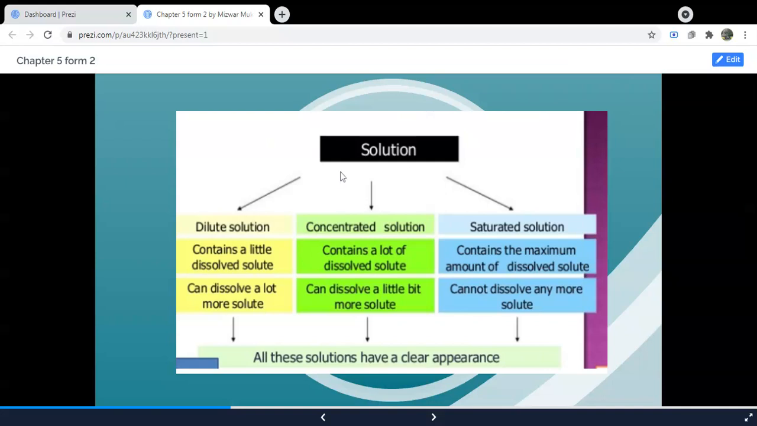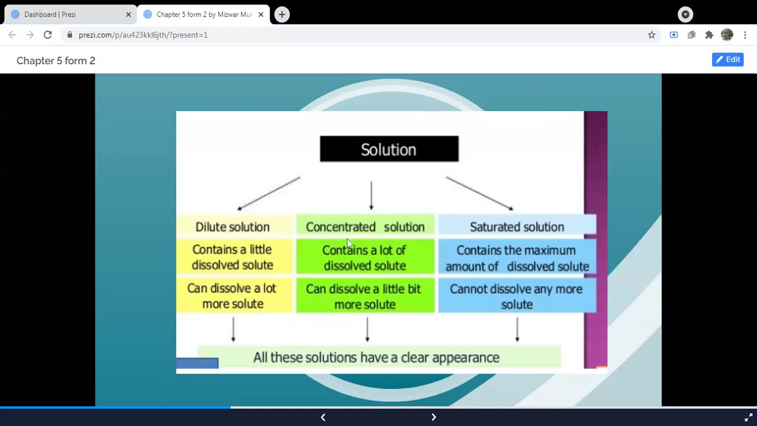Okay, however, solution can be classified into 3 categories based on their concentration. For example, yang color kuning ni, dilute solution contains a little dissolved solute. Dilute tu maksudnya dia tak berapa tepu. Okay, dilute dia masih lagi dalam keadaan cair.